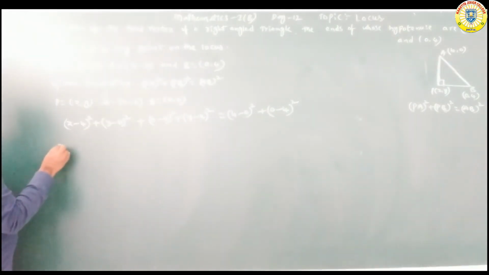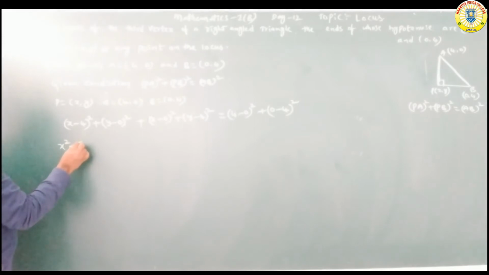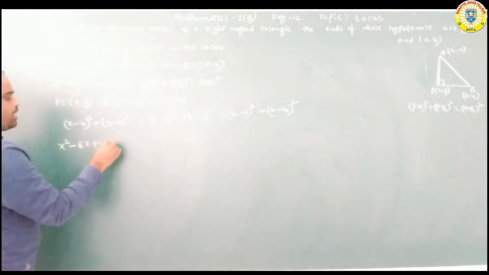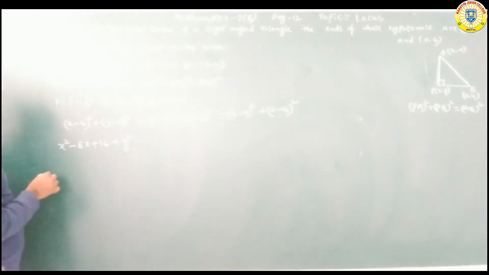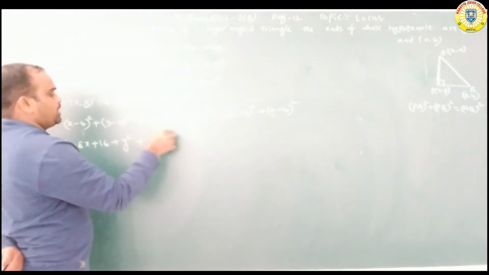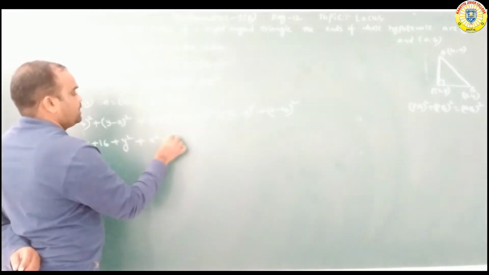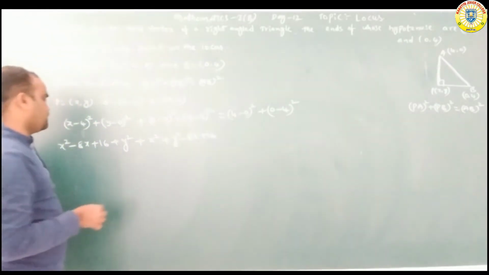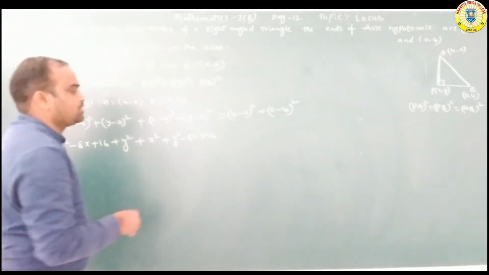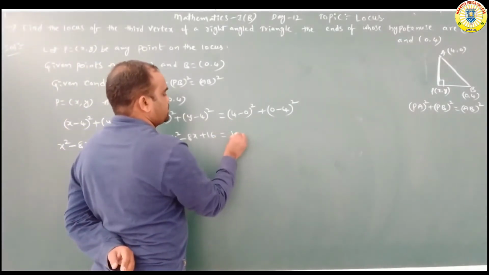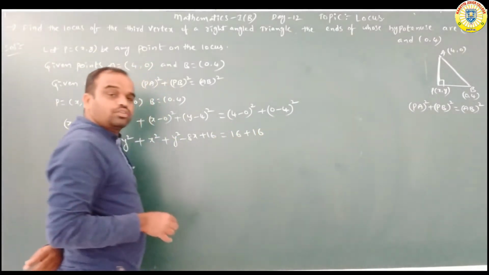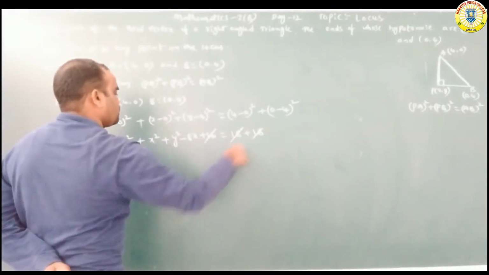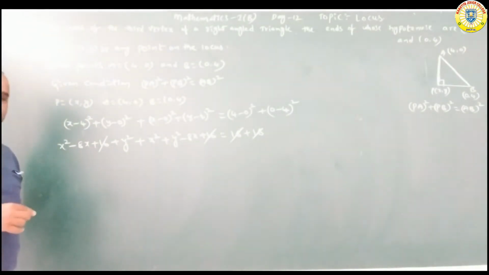(x minus 4) whole square is equal to x square minus 8x plus 16. (y minus 0) whole square is nothing but y square. Plus (x minus 0) whole square is nothing but x square. Here y square minus 8x plus 16, and (4 minus 0) whole square plus (0 minus 4) whole square is 16 plus 16. Here 16 cancels with another 16.